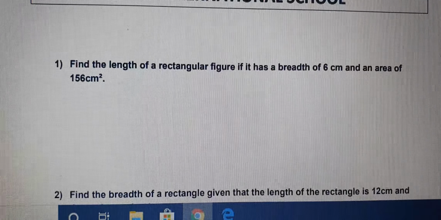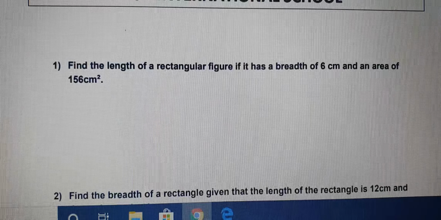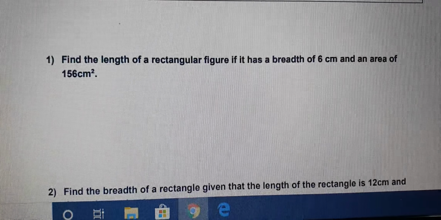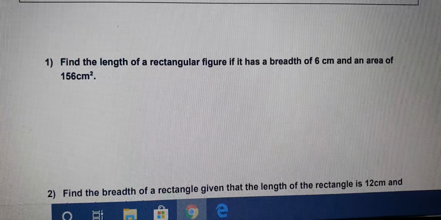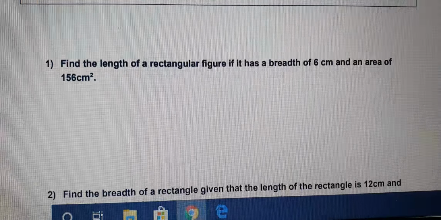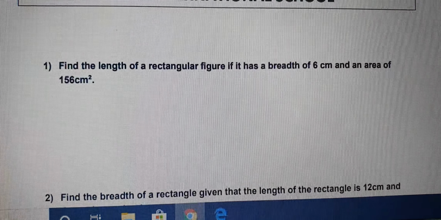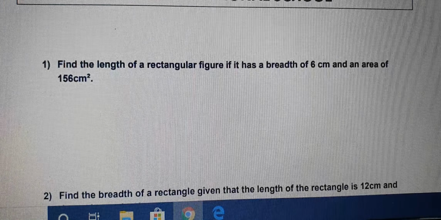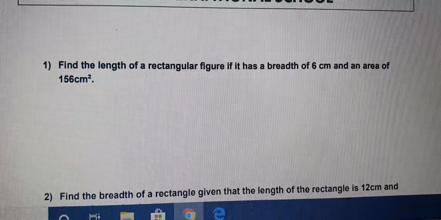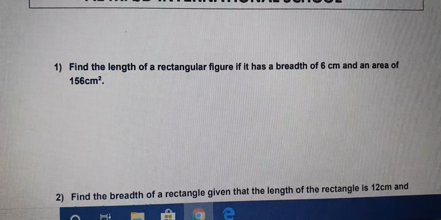And this is our first question. Find the length of the rectangular figure if it has a breadth of 6 centimeters and area is 156. So the area is 156 centimeters square, and we have to find the length, and they have given us the breadth as 6 centimeters. That means area equals 156, area equals length into width. So we have the width as 6 centimeters, so the length is nothing but 156 divided by 6. That is our length.